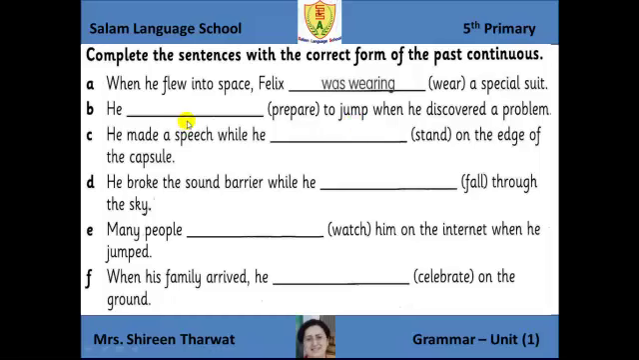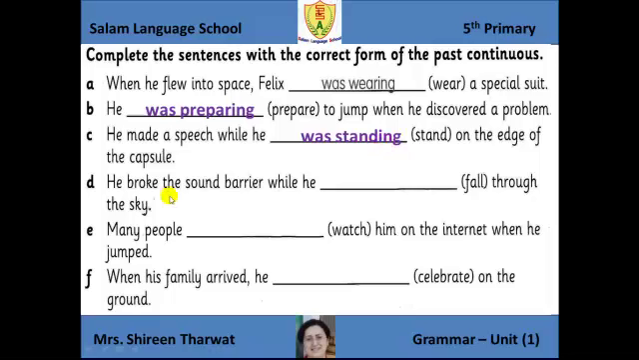Here we will put the first action in the past continuous, so the answer will be was preparing. Sentence C. He made a speech. هو ألقى خطبة. After while we will put the first action in the past continuous. So we will put was because there is he, and we will add stand plus ing.